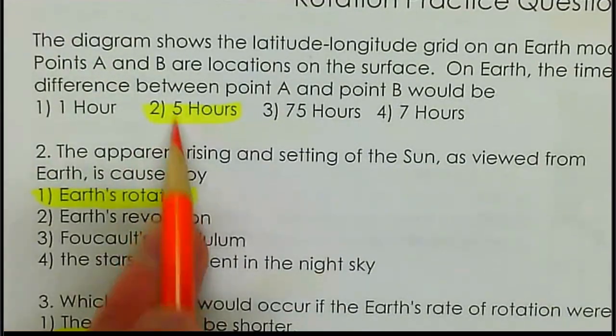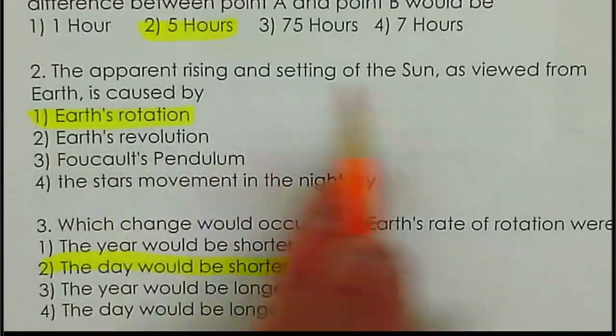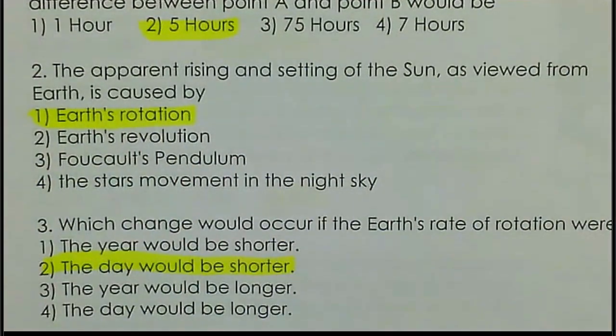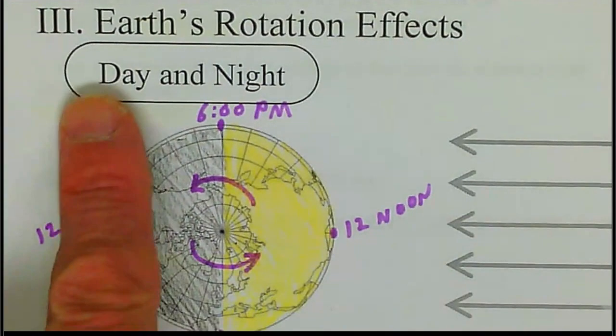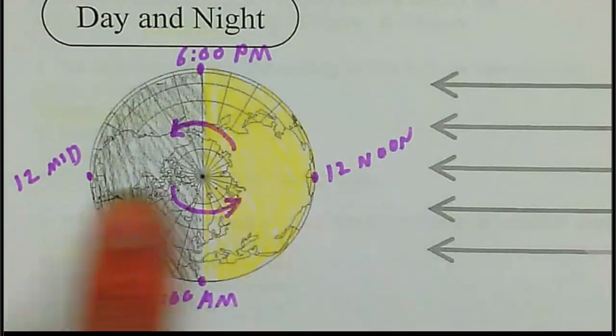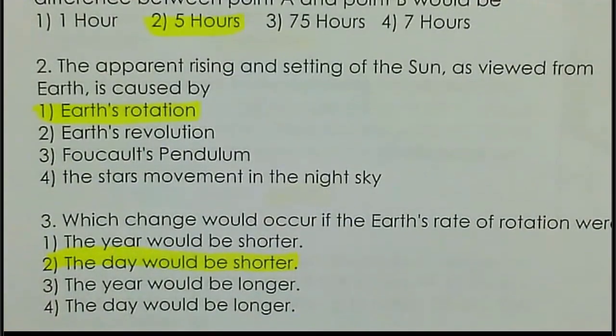So 1 is 2. Question 2: the apparent rising and setting of the sun as viewed from the Earth is caused by... why do we have night and day? We talked about that in our effects of the Earth's rotation notes. We have night and day because the Earth is spinning. We get day and night because of that spinning around.